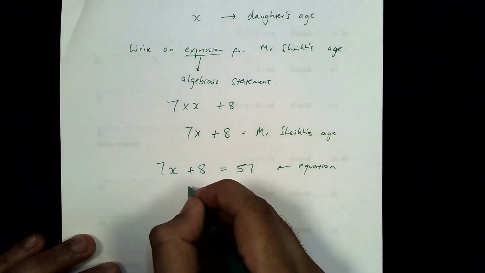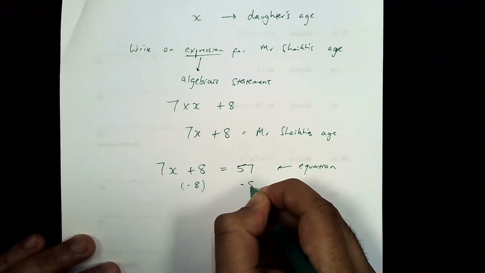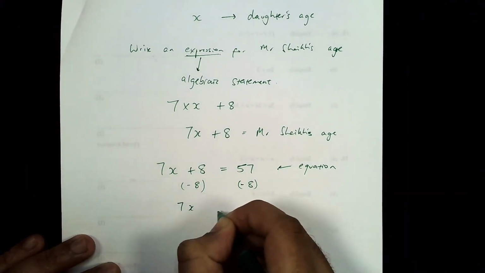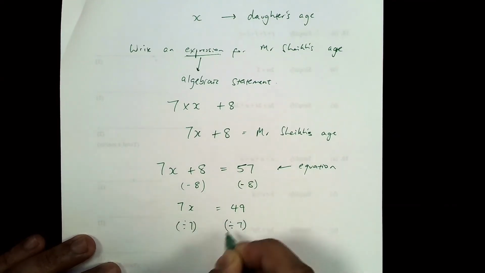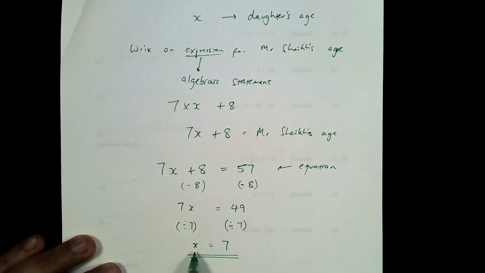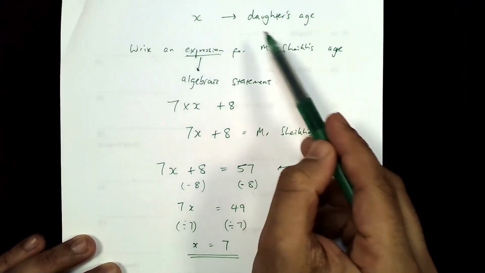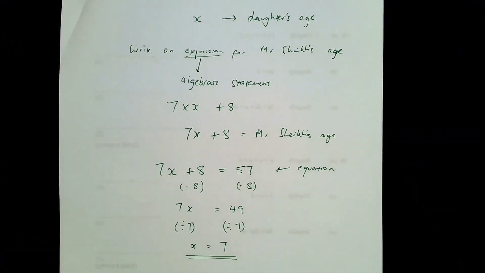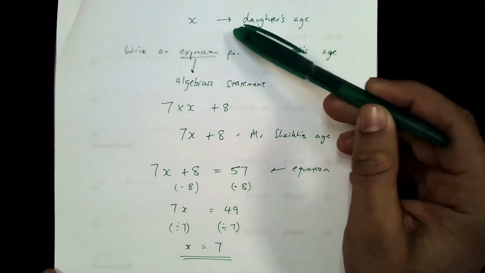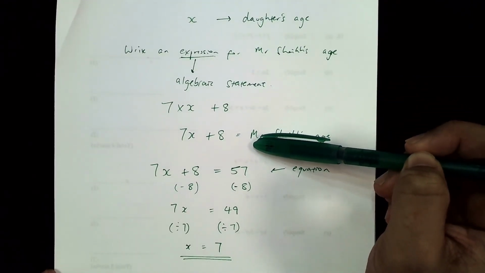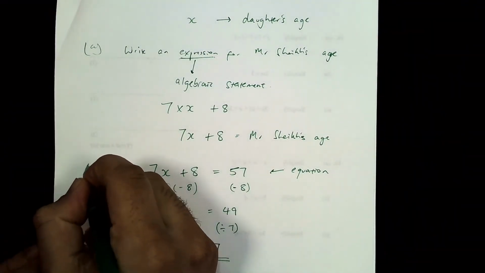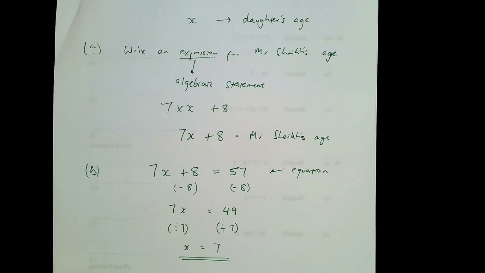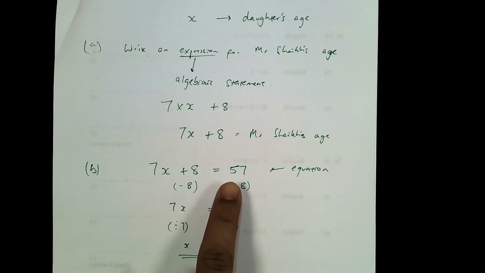Now to solve that, I would take away 8 from both sides. This is called solving equations. 7x equals 49. And then I divide by 7 to say that x equals 7. So what I've just worked out is the original number I started with, which was my daughter's age in this example, is 7. Okay, so you start with an unknown, you use that to form an expression, and then the question might be, for example, part A, write an expression for it, and then part B will say, Mr. Sheikh is 57 years old. How old is his daughter? So my daughter is 7. If I'm 57, she has to be 7.